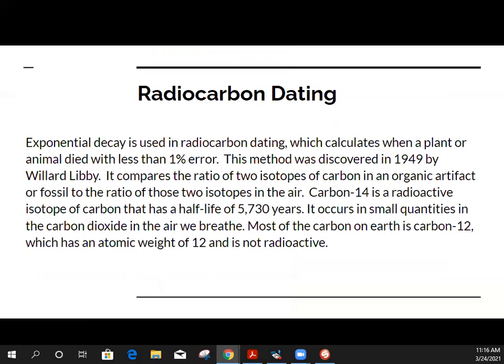All right, what they did was they used radiocarbon dating. All right, so that's a type of exponential decay which calculates when an animal or plant died within 1% error. So this method was discovered in 1949 by Willard Libby. All right, so we got to give him props.